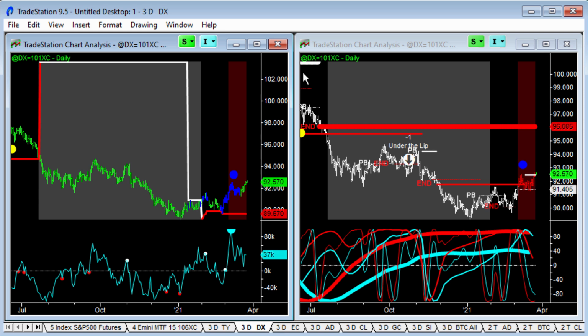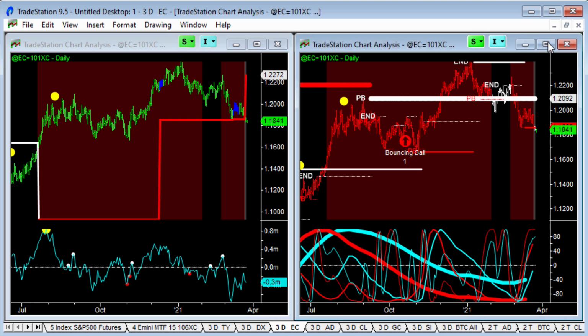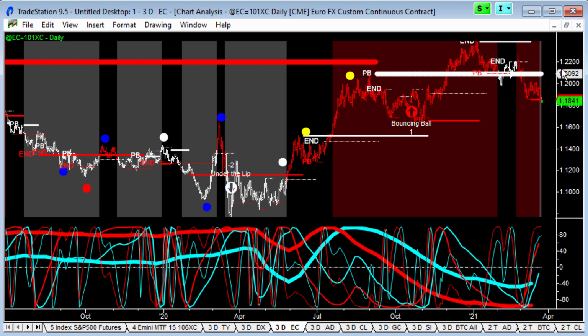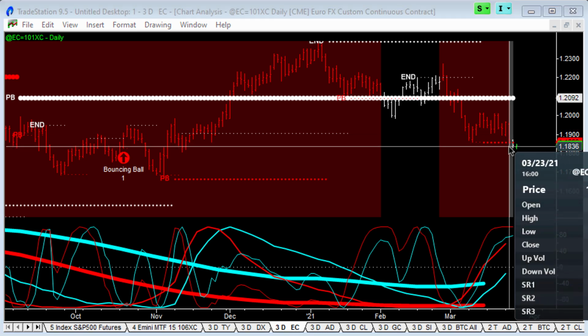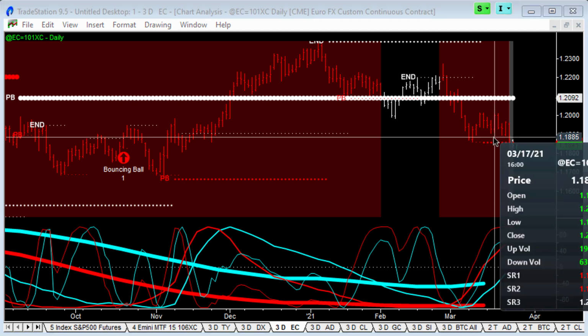So because dollar index is going up, euro is going down. So euro topped out here with resistance, pullback to end of trends, and today was the first day where we broke below, or yesterday was the first day we broke below support on 2 different time frames at the same time. So they're both sitting there up here at whatever that level is.